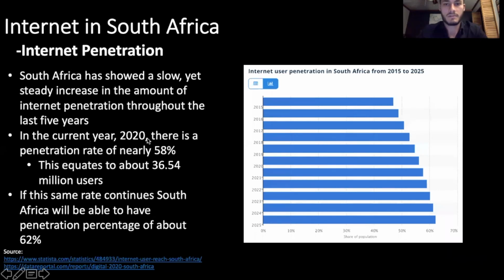As you can see from this graph, the internet use penetration in South Africa is growing at quite a steady rate. It seems quite slow, but as long as it continues to increase, this is always a good sign. In the current year, 2020, there is a percentage penetration rate of nearly 58%. This equates to about 36.54 million users throughout the entire country. If this same rate continues, South Africa will have about a 62% penetration rate.